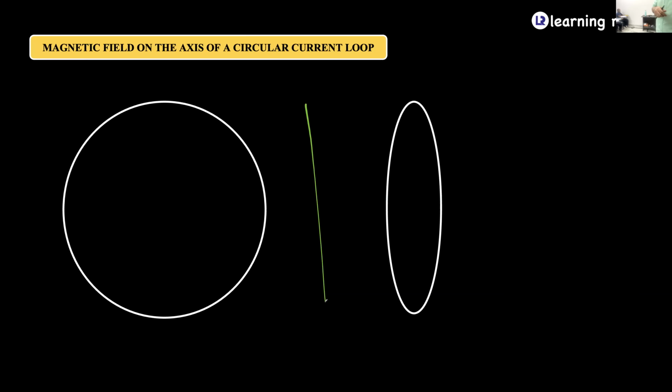Now what we are going to do is, for this circular current carrying loop, find the magnetic field on the axis of it. So the axis is obviously going to pass through the center. Now, this is going to be the radius, which we will take as A. And let me say the distance from the center to the point where you're trying to calculate the field is X.